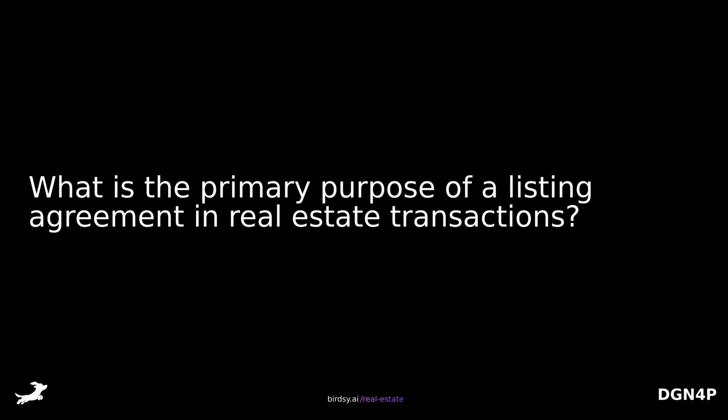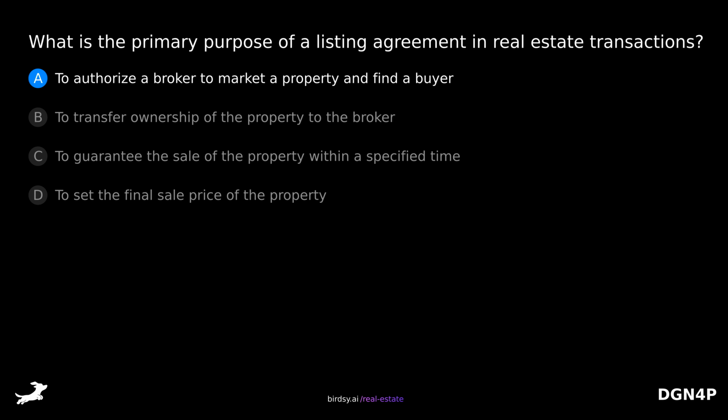What is the primary purpose of a listing agreement in real estate transactions? Is it A, to authorize a broker to market a property and find a buyer, B, to transfer ownership of the property to the broker, C, to guarantee the sale of the property within a specified time, or D, to set the final sale price of the property? The answer is A, to authorize a broker to market a property and find a buyer.